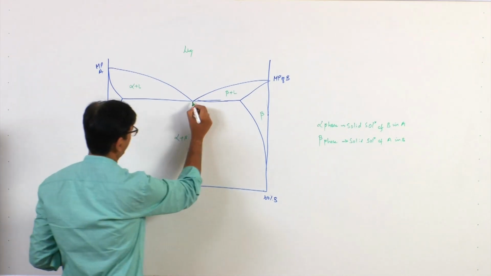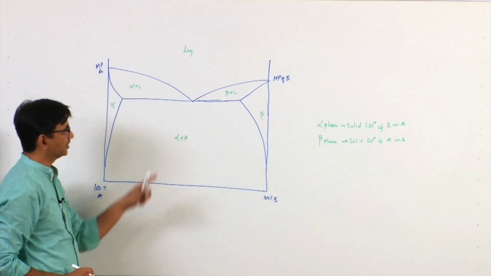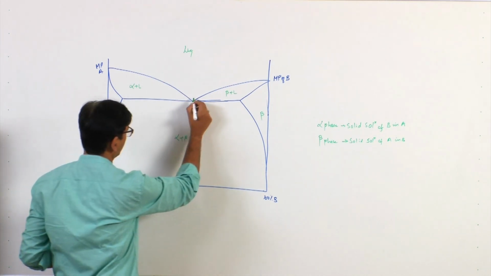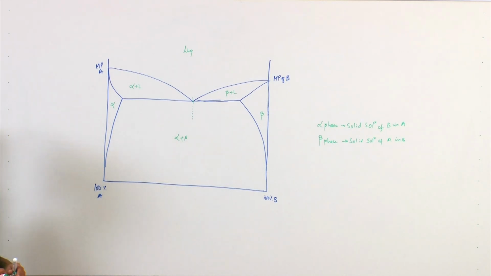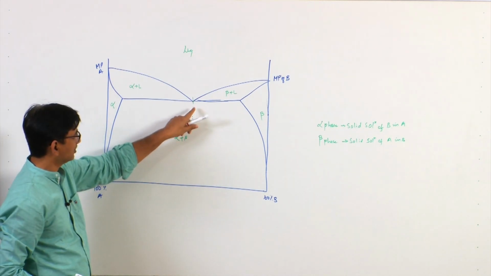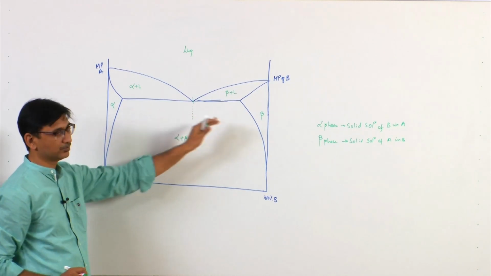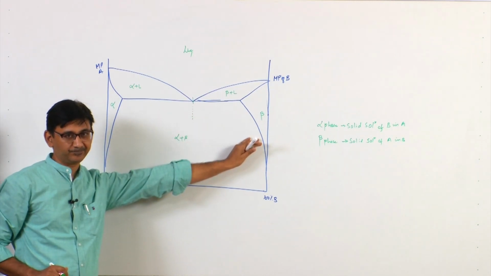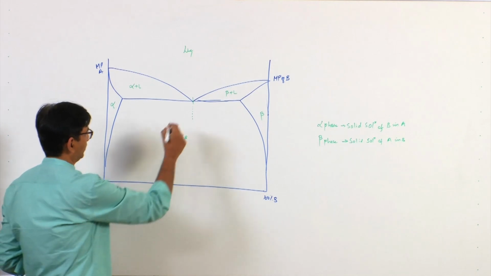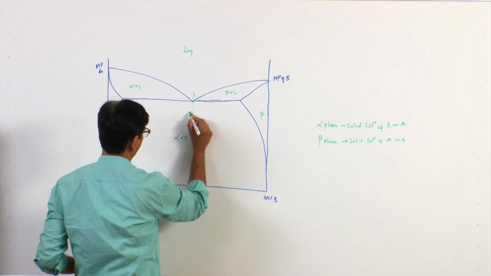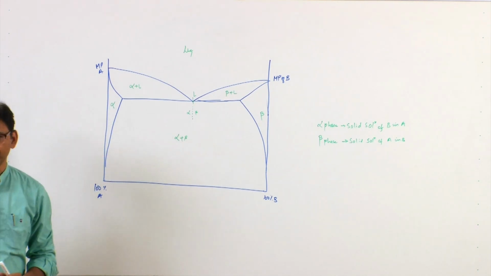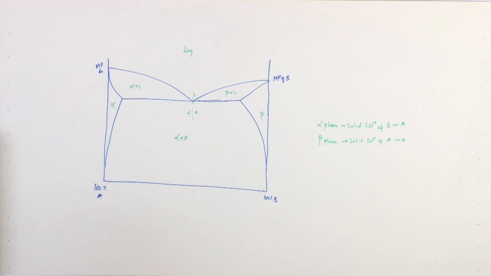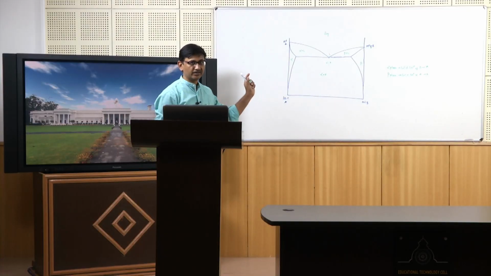And at this point you can see that liquid phase, suppose I take a composition exactly of eutectic, okay, liquid transforms into two solids alpha and beta, okay. So, here the liquid is transforming into two solids alpha and beta. So, that is the eutectic reaction, an invariant reaction, where the degree of freedom is going to be 0.